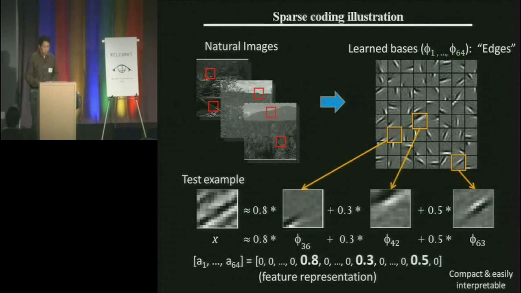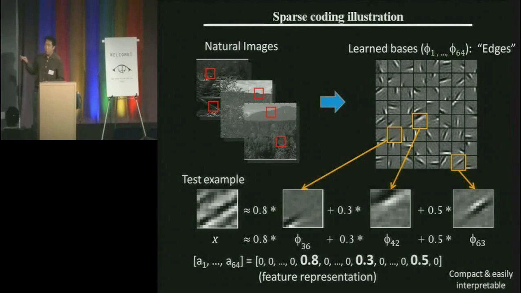Speaking informally, what this algorithm has done is it has taken your image patch x and decomposed it in terms of what edges appear in the image, right? It's saying that your image x is about 0.8 of edge number 36 plus 0.3 of edge number 42 plus 0.5 of edge number 63. And so, speaking loosely, this is an algorithm that has, quote, invented edge detection.